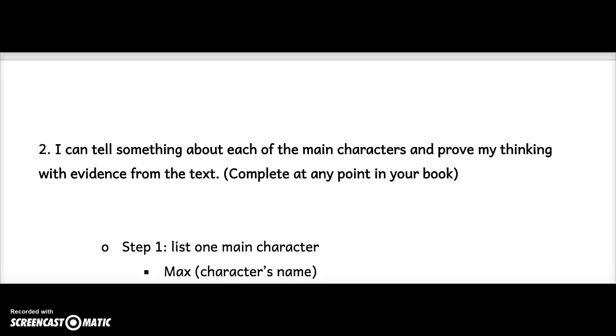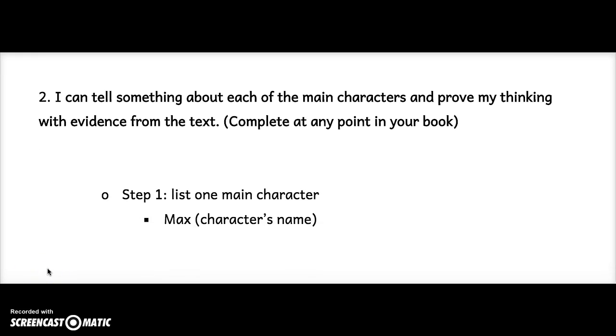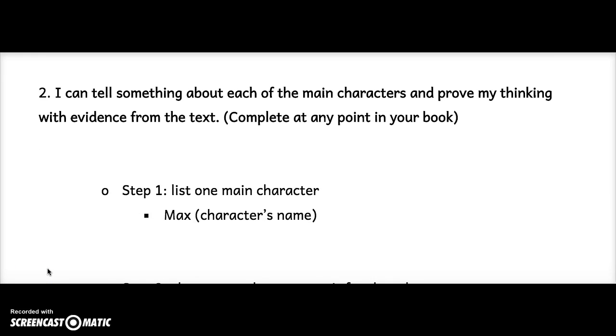So the first thing that we need to do is pick a character. So you're going to list one character. In this case, I've chosen for Freak the Mighty, my book example, Max. And I know that Max is a main character because he's in the entire story. He's a very important character. He's our narrator, and the action of the story revolves around him. So for my first step, I'm going to list his name.